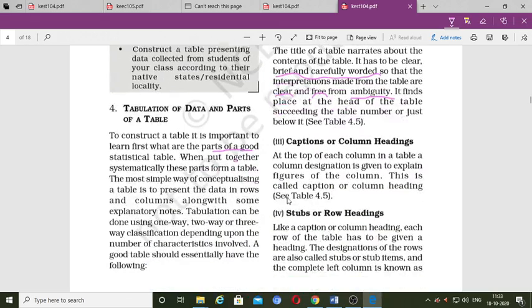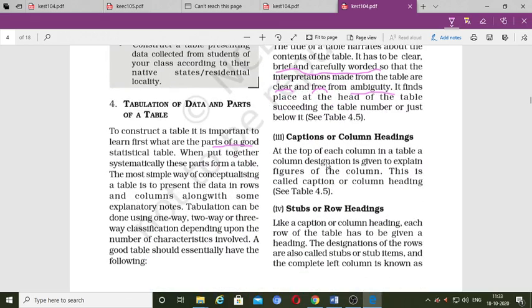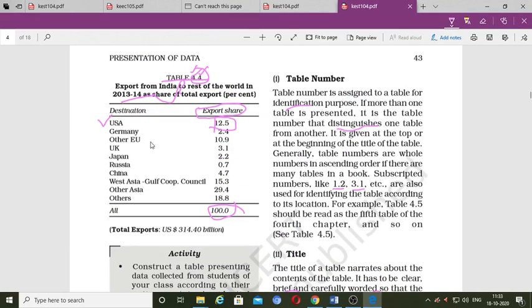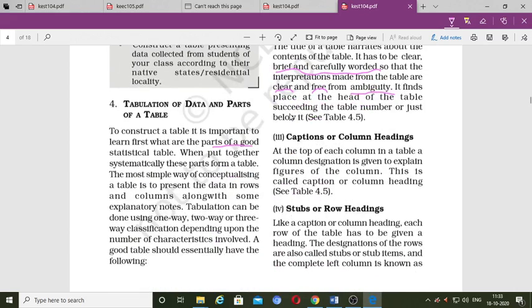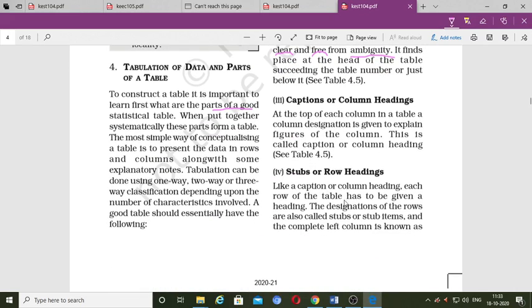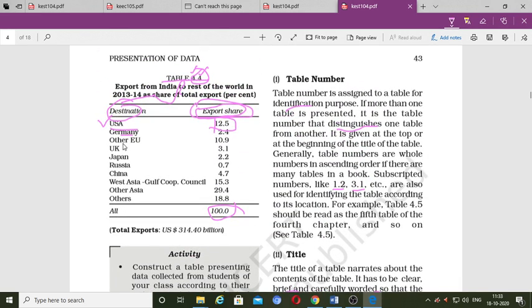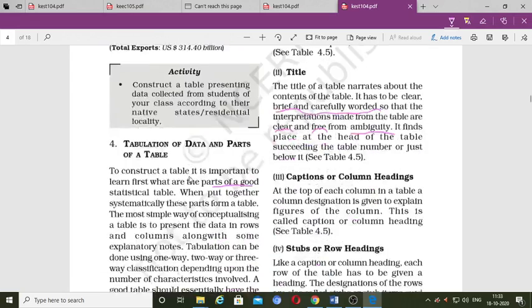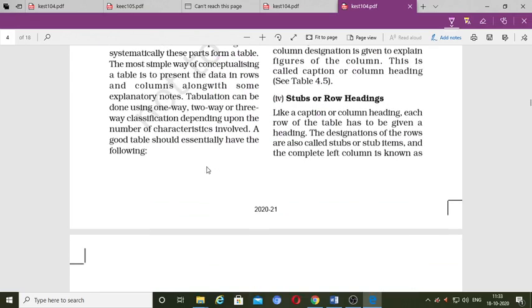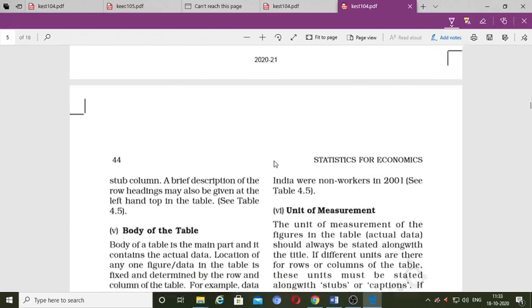Okay, after that there are captions or column headings. Whatever heading we give to columns are called captions. Okay, this is captions. For example, destination, export share, these are captions. Next is stubs or row headings. Like column headings, we also give headings to rows. For example, this USA, Germany, UK, Russia, Japan. All these are stubs. We can also say that these are row headings.